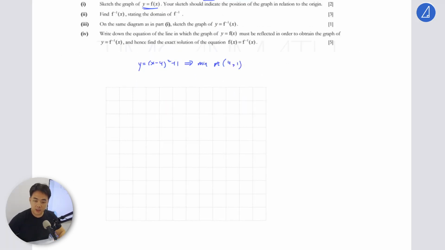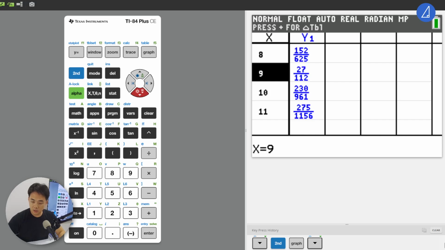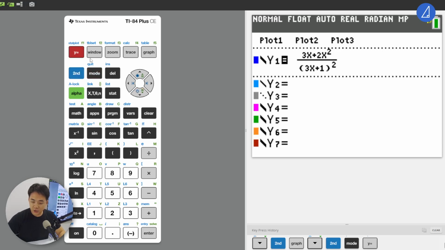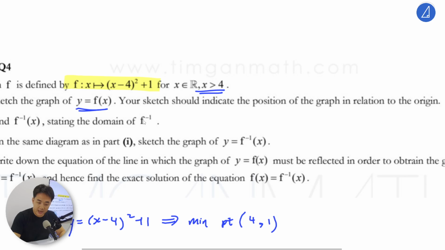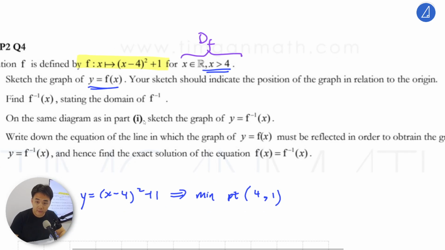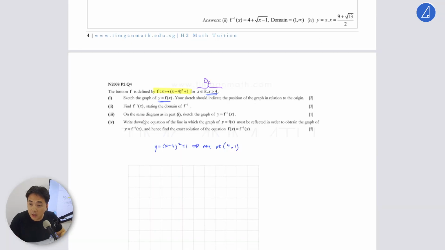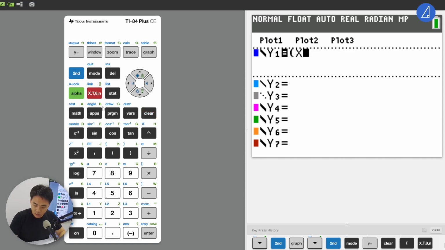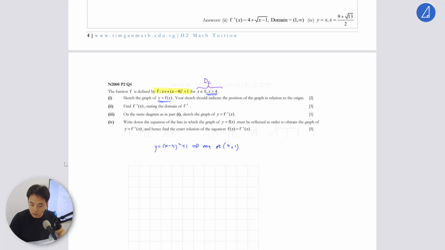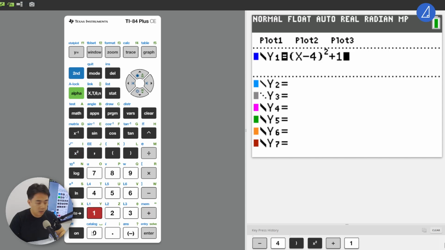We did this last week, it's okay. You just bring your GC out. How to put the function with the domain? Remember, domain means the input. Domain of f is x more than 4. So you put x minus 4 squared, then you put plus 1. Remember the domain: you put the divide, then you open bracket, close bracket. Just remember that.